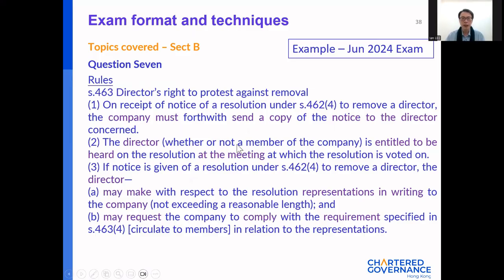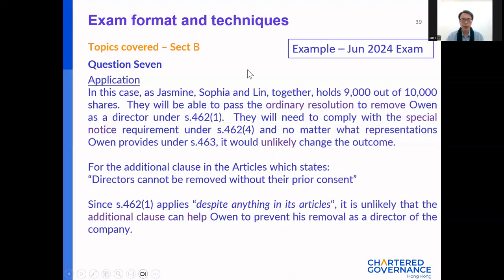So during the general meeting, when the shareholders are deciding whether to vote yes or vote no, obviously that director is entitled to be heard. He or she can state his or her case. The director may also make a representation in writing to the company. That's why when they circulate the information to members, his written statements can also be circulated to the different members as well.